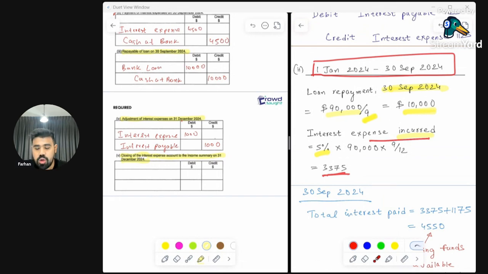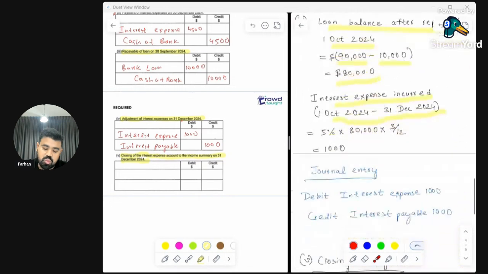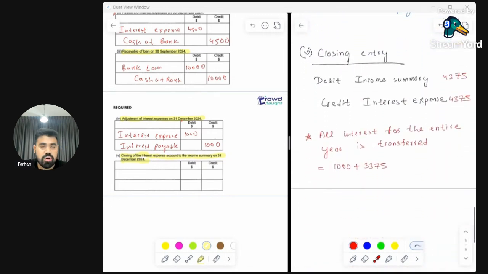So the total interest expense when you prepare the statement of financial performance, or the profit and loss statement, or the income statement, whatever you want to call it, how much will you report for interest expense? You would report 1,000 for the last 3 months of 2024, plus the 3,375, which is for the first 9 months of 2024, which altogether gives us 4,375.